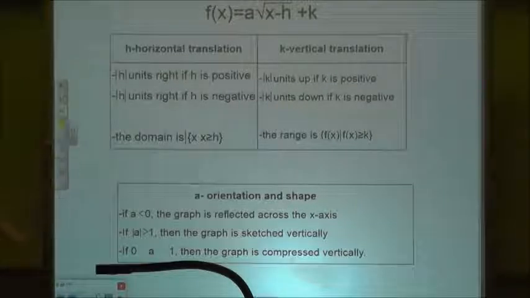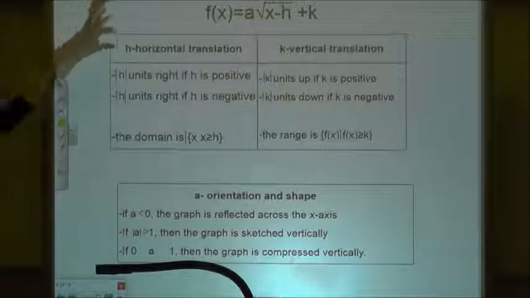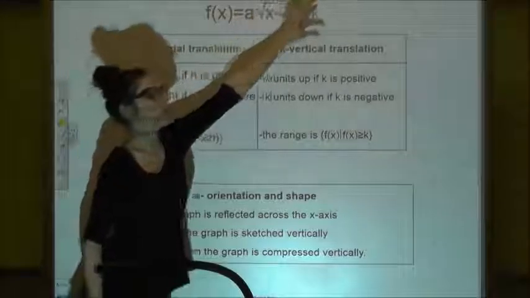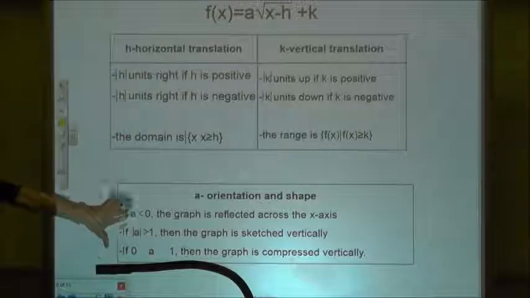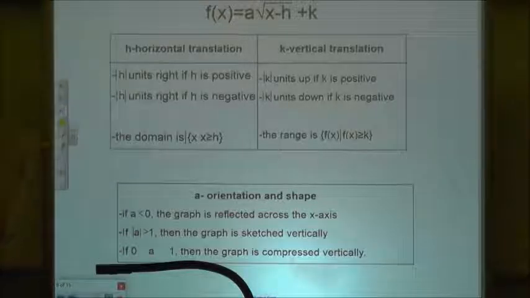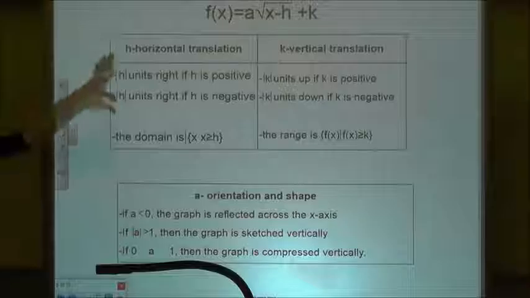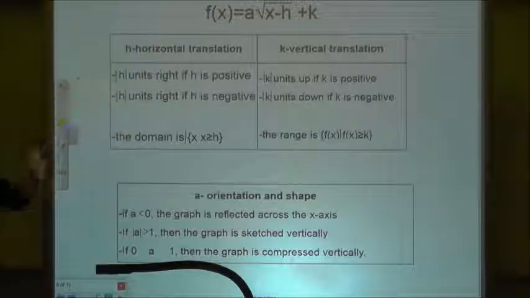So let's write this down. Okay? It's a lot of stuff, but it's not difficult. This is your general formula for radical equations. And this just gives you, it's kind of like a key. It tells you what's going on whenever it's happening, like what is happening to your graph whenever these things change.